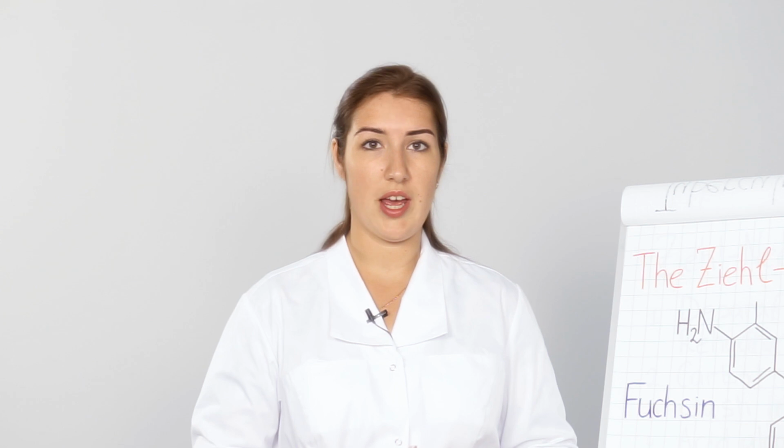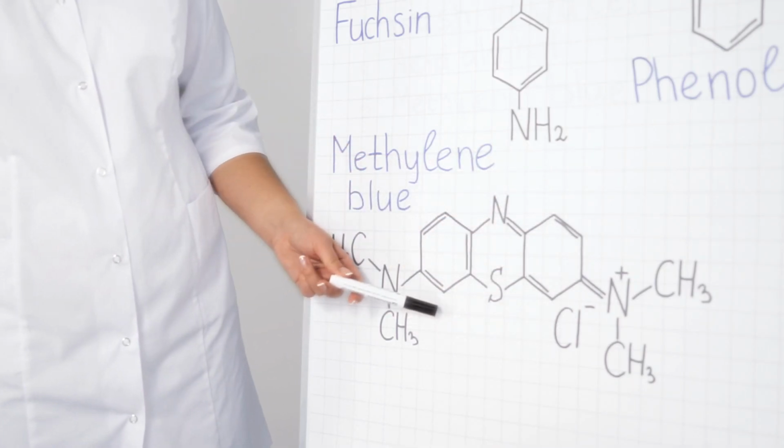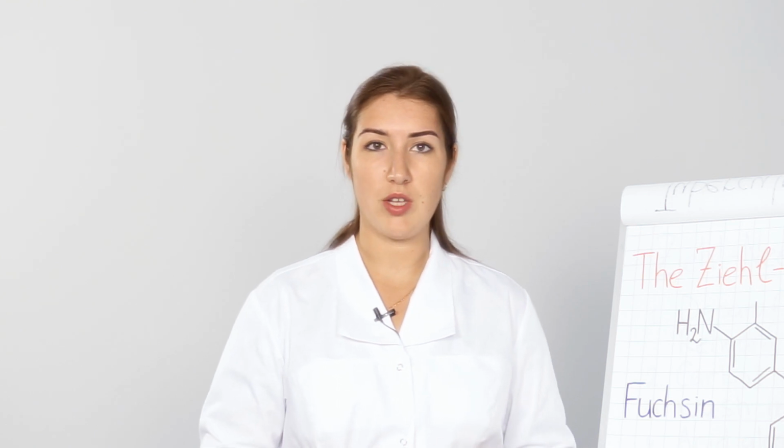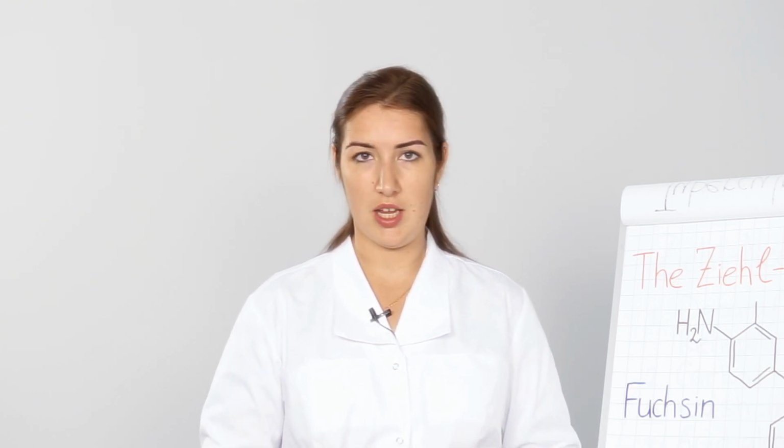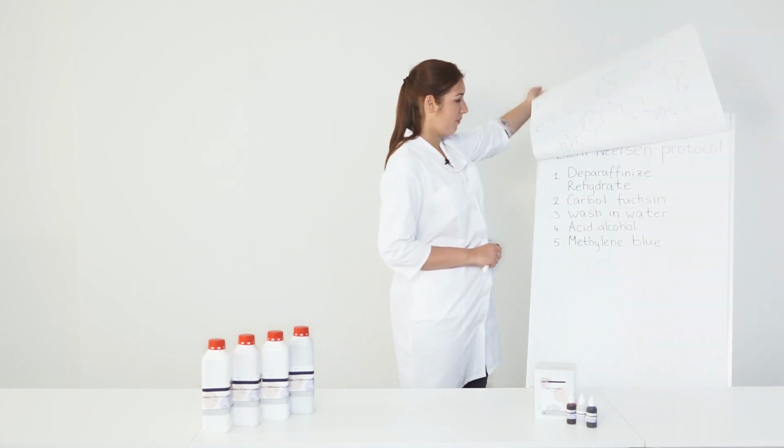Carbofuchsin is also used as an antiseptic. Methylene blue is the medication and a dye. As a dye, it is used as the component of many special stains. Here are the main steps of the staining protocol.